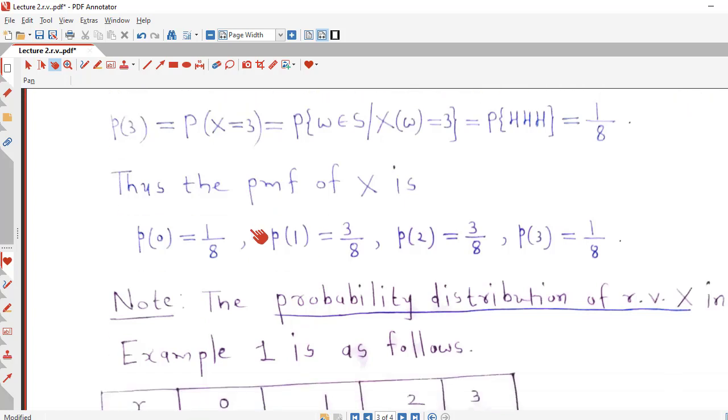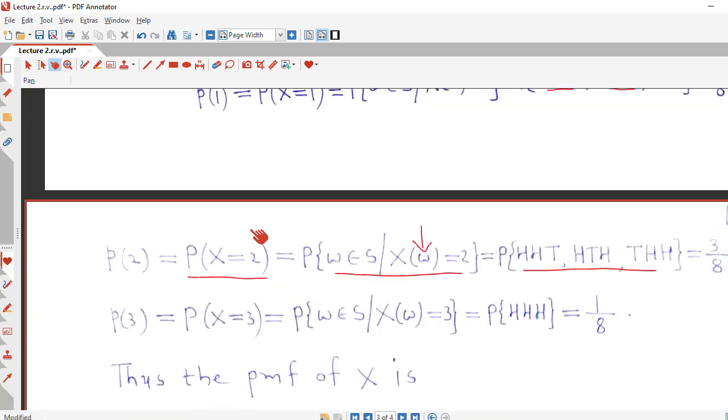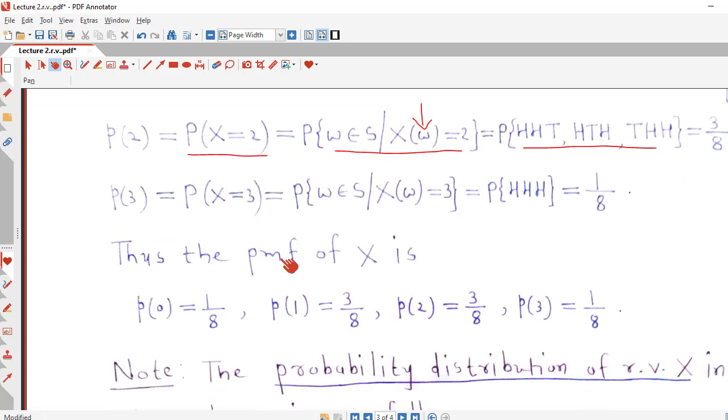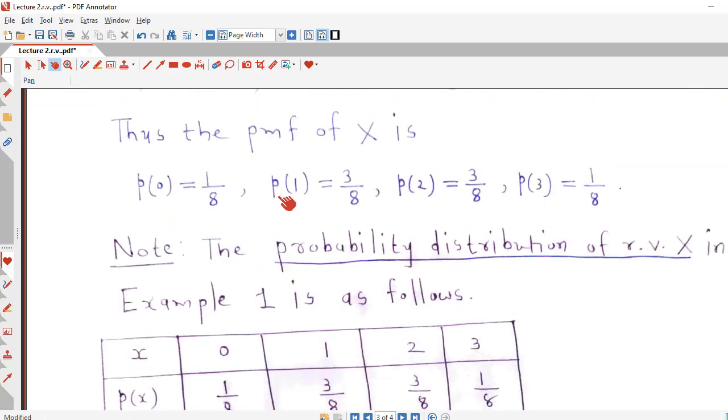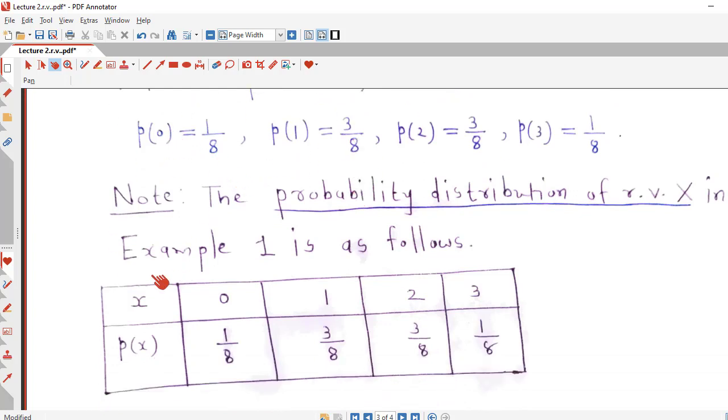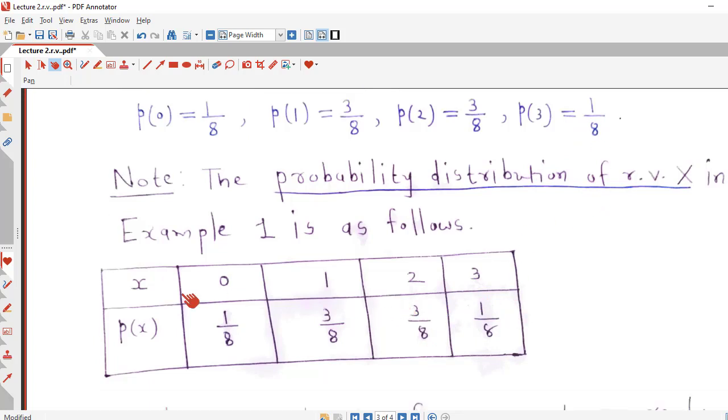Now if I want to write the probability distribution for this random variable, then I will write these values in table form. The values of x are 0, 1, 2 and 3, and here I have written the corresponding probabilities. For 0 the probability is 1 by 8, for 1 it is 3 by 8, for 2 it is 3 by 8, and for 3 it is 1 by 8. So this is our probability distribution.